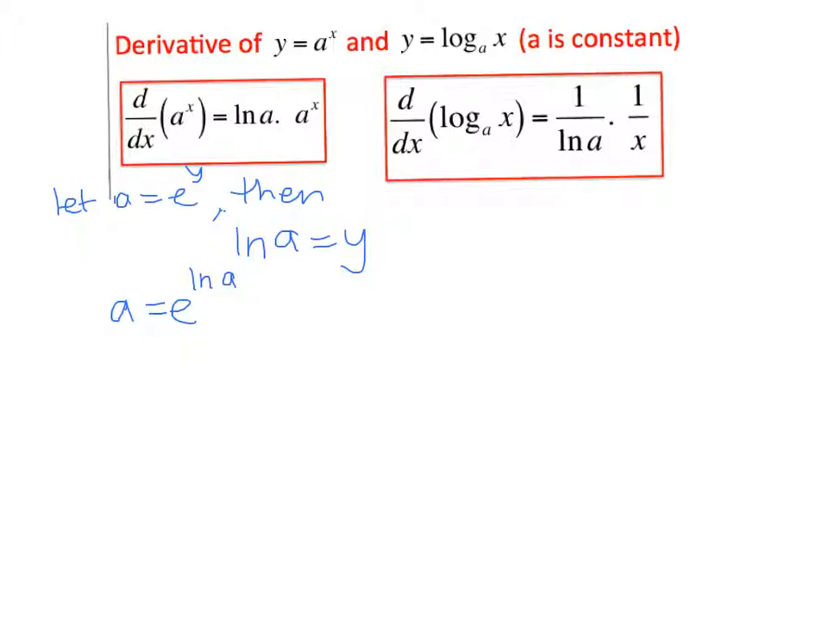Now, if we raise both sides of this equation to the power of x, then we've got a to the power of x and e to the log a, all to the power of x, and using our powers of powers, this becomes e to the power of x log a.